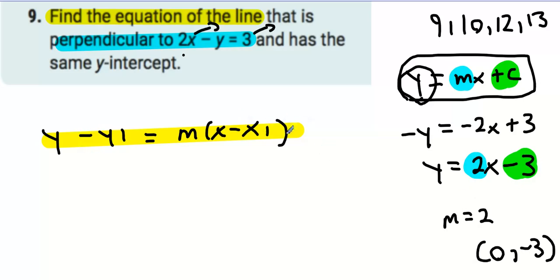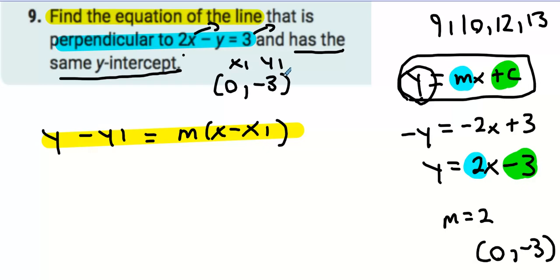Now, read the language again. This line it wants me to create. What point does it go through? What point does this yellow line go through? Read the language. Has the same y-intercept. What does that mean? It goes through the point 0, minus 3. Does everybody see that in the language? It has the same y-intercept. It has the same point. Therefore, we know one of the points. Therefore, we have an x1 and y1 value. Does that make sense?